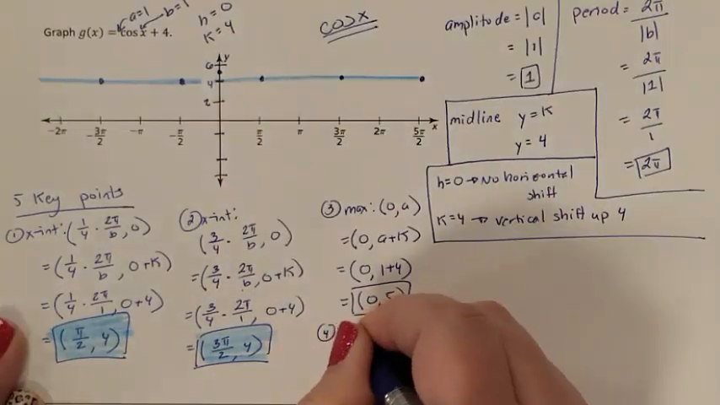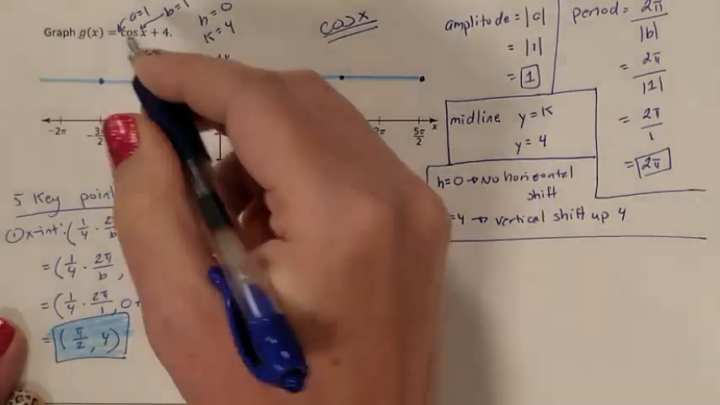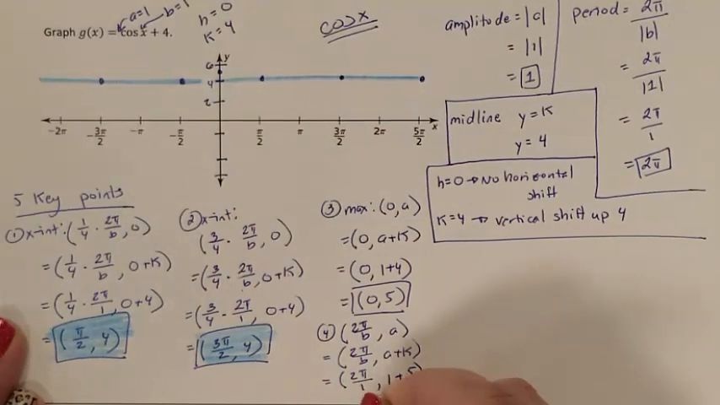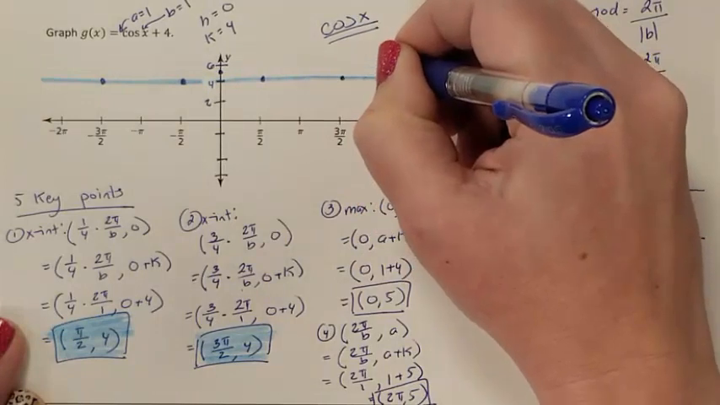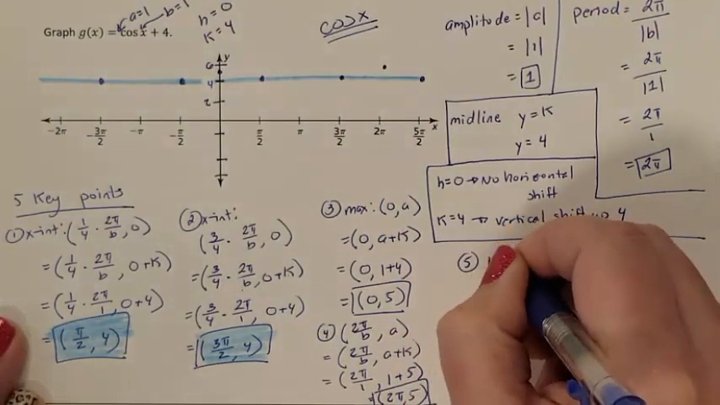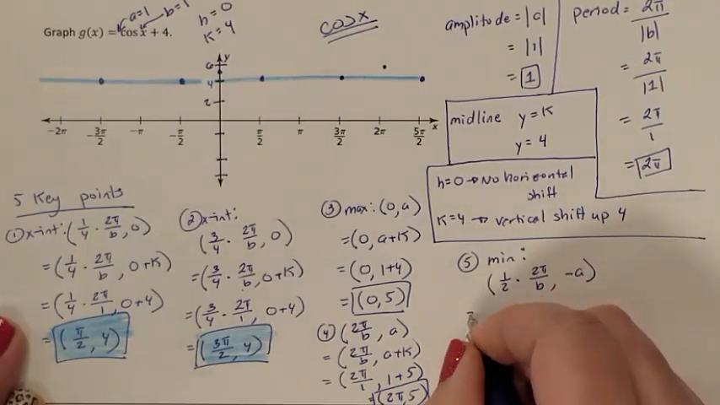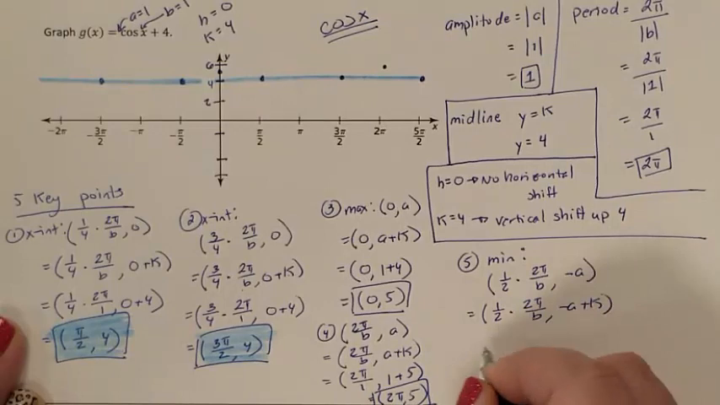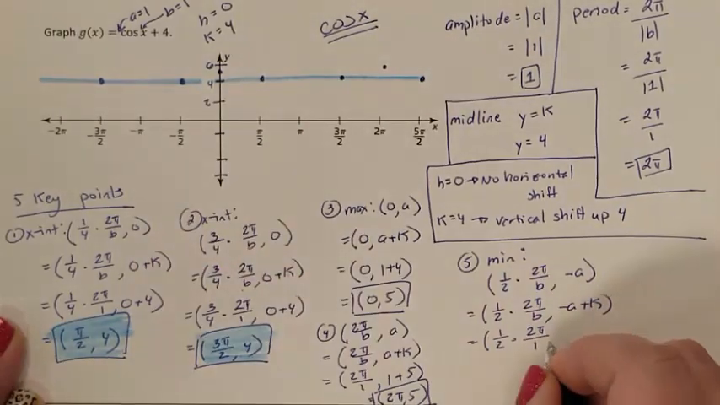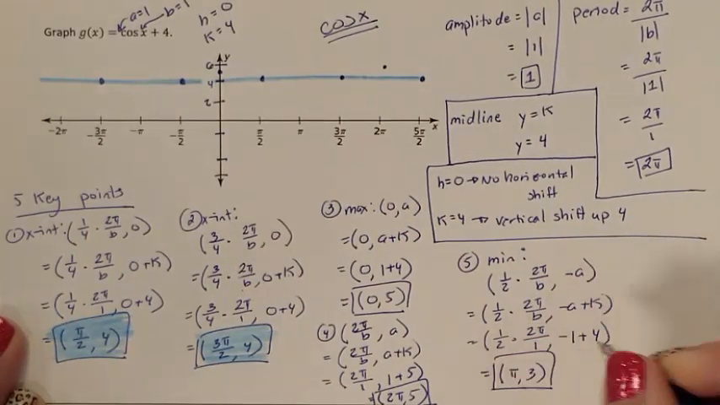We have a second max. My vertical shift needs to be taken into account. My b is 1, my a is 1, my k is 4. My second max is at 2 pi, 5. Cosines have 1 min, so my last 5th point is the min. The y needs to take the vertical shift into account, so my y formula needs to have the k in there as well. My b is a 1, my negative, my a is a 1, and my k is a 4. My min is pi, 3.